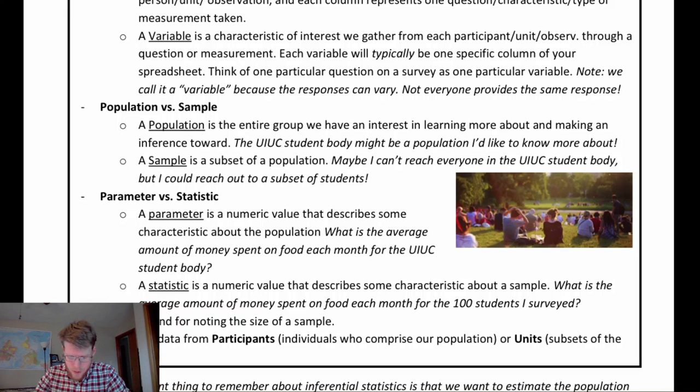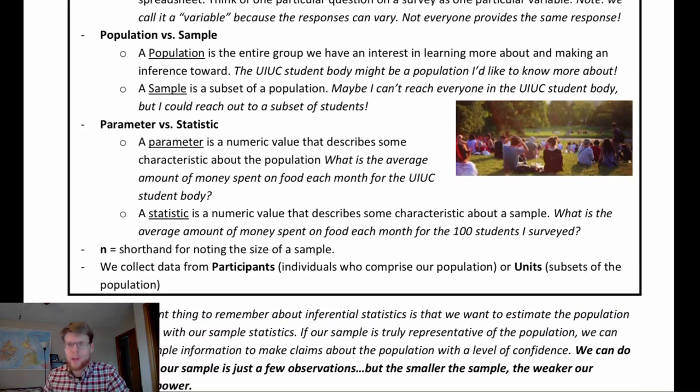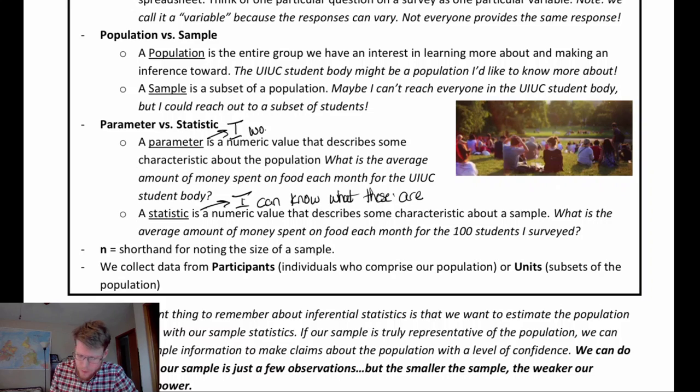And then lastly, on this list, we have parameter versus statistic. So a parameter is going to be a descriptor of a population. It's going to be some characteristic of a population. A statistic is going to be a characteristic or measure of a sample. So statistics are things that I can know, right? I can know what these things are. However, parameters, I am probably not going to know what they are. I suppose it's possible I could know what a parameter is for a particular population in certain circumstances, but for the most part, I won't know what these are.